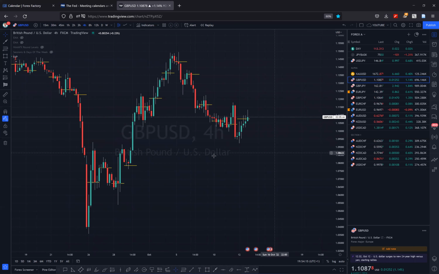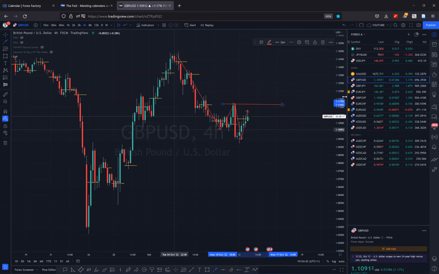GBPUSD, very similar structure to that of gold. So we have that push to the downside, a pullback, and then we have FOMC. The GBP GDP was released before this London session, and price made a push, continued with FOMC, but still we've not broken this level here. So it means we are still bearish here, right?